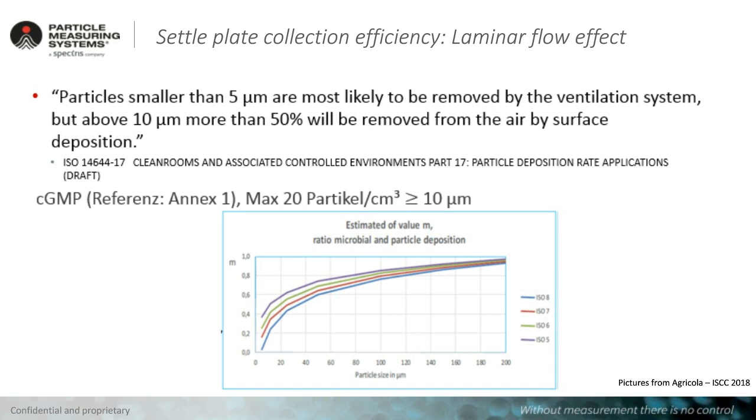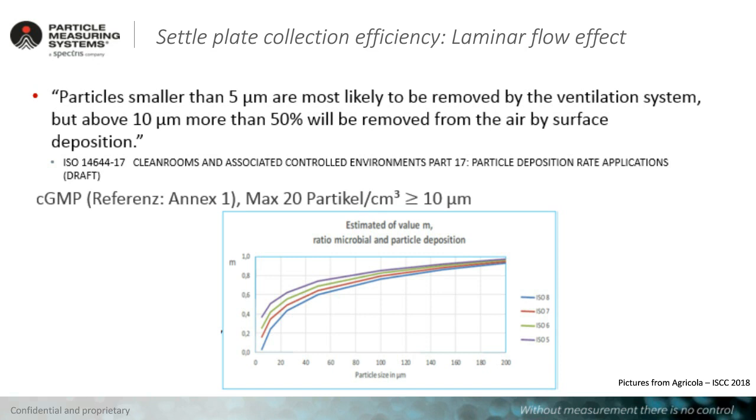In the end, we know that particles smaller than 5 micron are most likely to be removed by the ventilation system. So this is the target of our pharmaceutical environment, and we understand that all the microorganisms and all the particles less than 5 micrometers should be removed definitely by the ventilation system, simply by the airflow and by the air exchange. Above 10 micrometer, we need to understand that still more than 50% will be removed from the air by surface deposition.